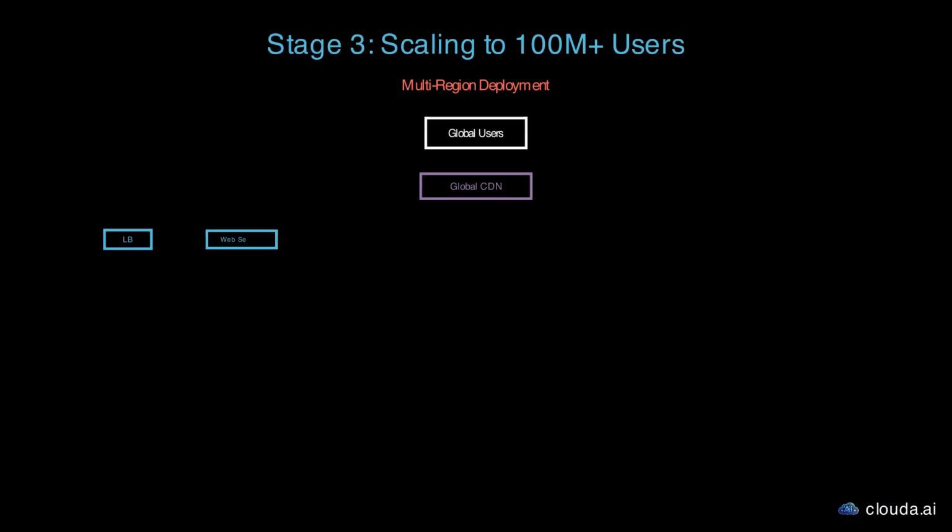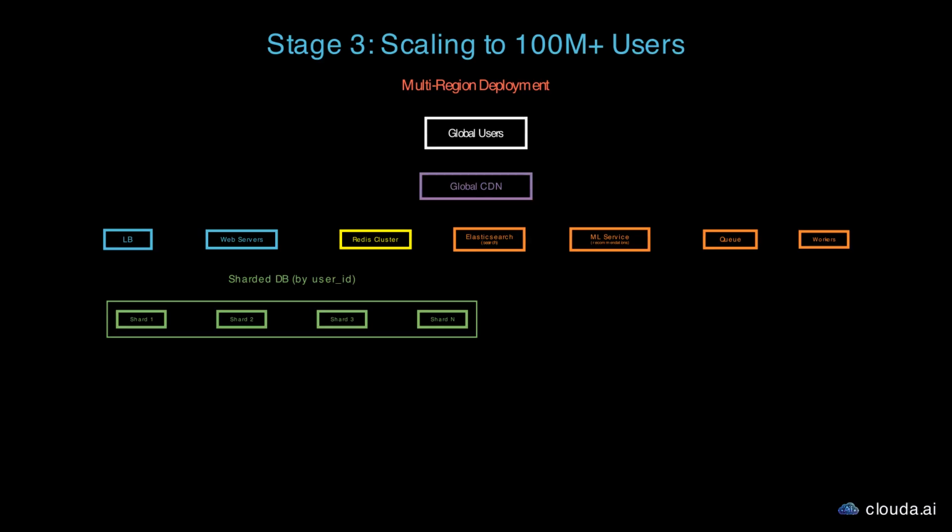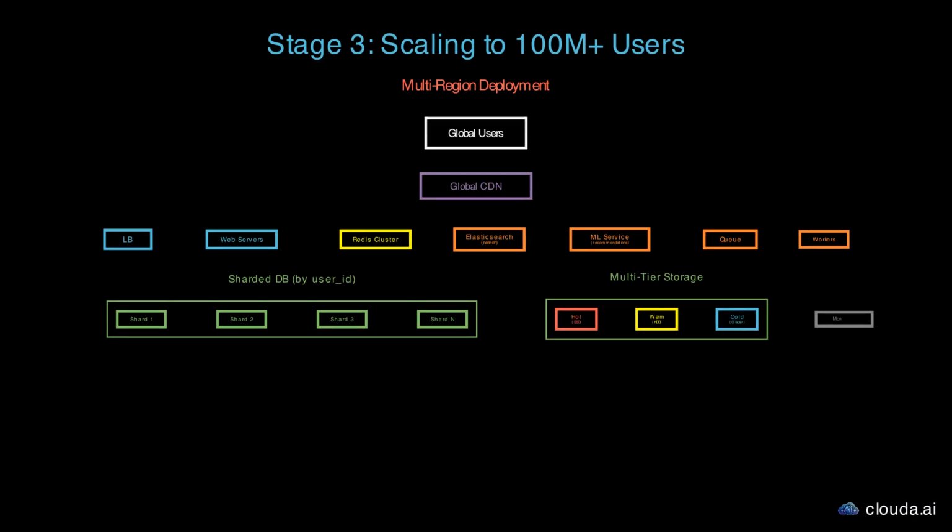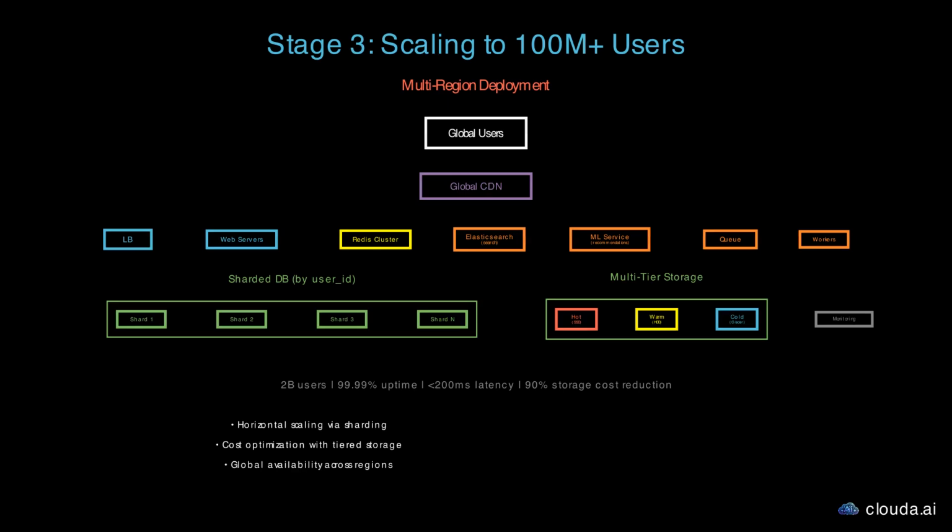At 100 million users and beyond, we face new challenges that require fundamental architectural changes. Our single database cannot handle the write load from billions of users, storage costs for petabytes of video are unsustainable, and search performance degrades. Here's our enterprise-scale solution. We implement database sharding, partitioning data by user ID across multiple database clusters. This enables true horizontal scaling for writes and reads.